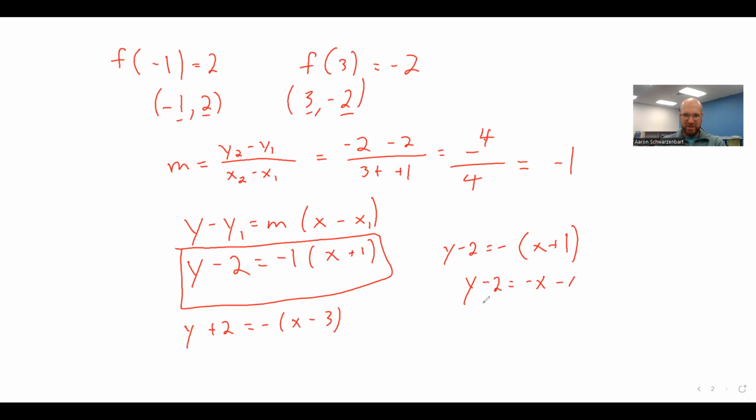So I'm distributing, and then I add 2 to both sides. And either one you do, you should have seen that before. If you don't believe me, convert the other one on your own, but you'll get y equals -x plus 1.